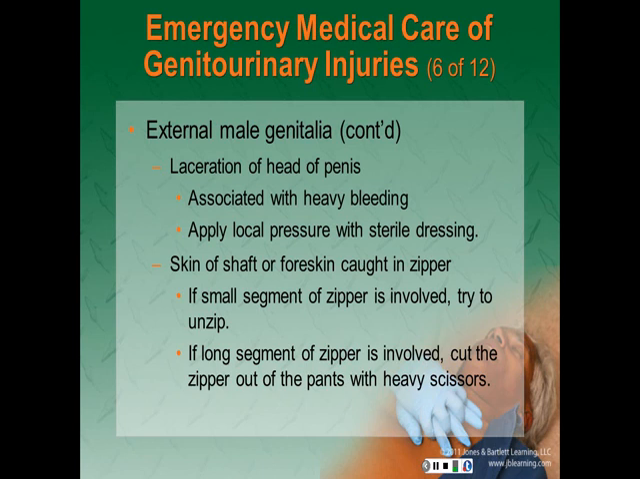The skin of the shaft or the foreskin can get caught in the zipper of pants, and this is common in young boys. If a small segment of the zipper is involved, you can try to unzip the pants. However, if it's a longer segment, use heavy scissors to cut the zipper out of the pants to make the patient more comfortable. Explain what you're going to be cutting, and be careful not to injure the scrotum while you're cutting.